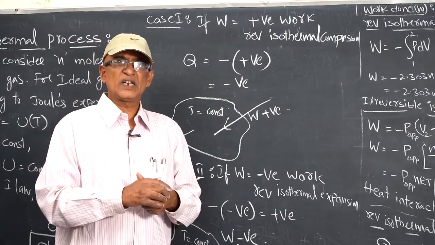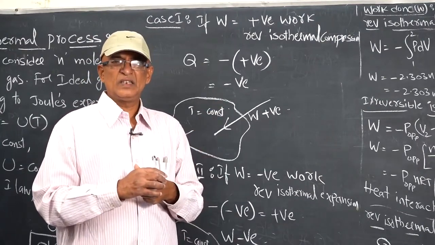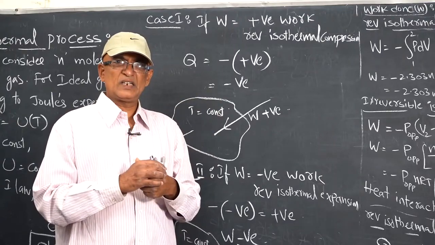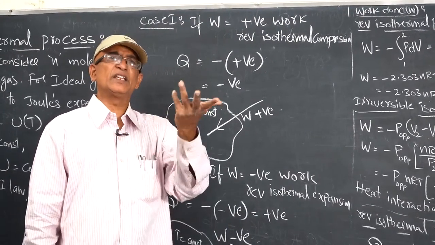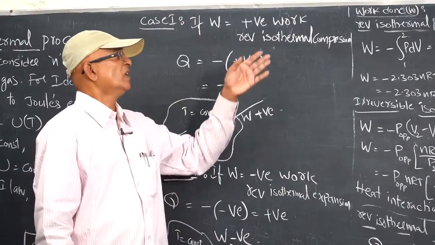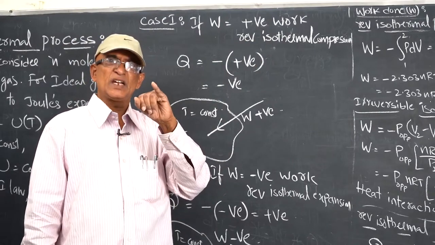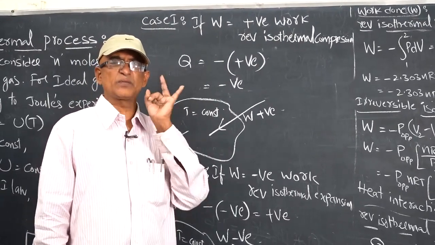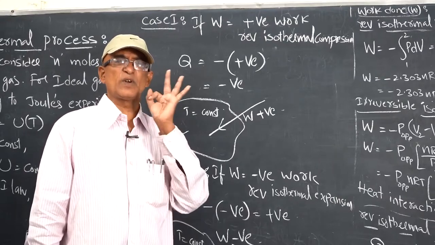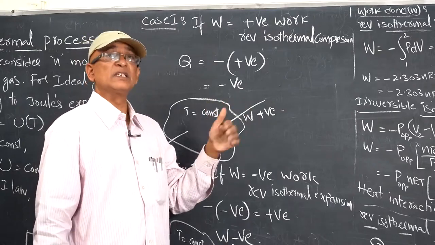The result is temperature increases, temperature decreases, heat is received by the system, or heat is given out. Like that he can give 4 options. When a positive work is done during isothermal process, option A, temperature of the system increases. Option B, temperature of the system decreases. Option C, heat is received by the system. Option D, heat is given out by the system. Here, what is the result? Heat is given out by the system.